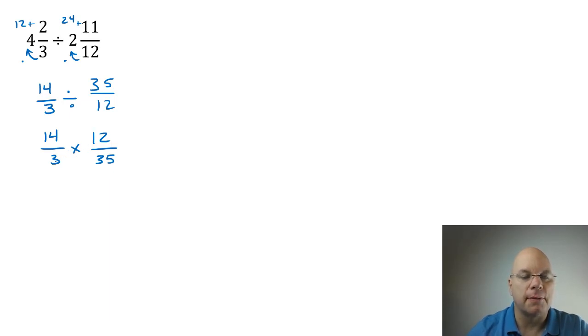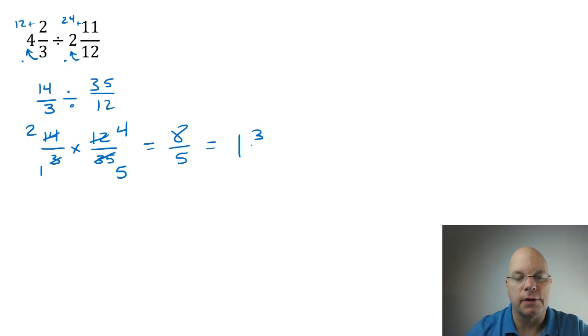3 and 12 have a common factor of 3. 3 divided by 3 is 1. 12 divided by 3 is 4. 35 and 14 have a common factor of 7. 14 divided by 7 is 2. 35 divided by 7 is 5. So now we have 2 multiplied by 4 is 8. 1 multiplied by 5 is 5. And 8/5 is equal to 1 and 3/5.